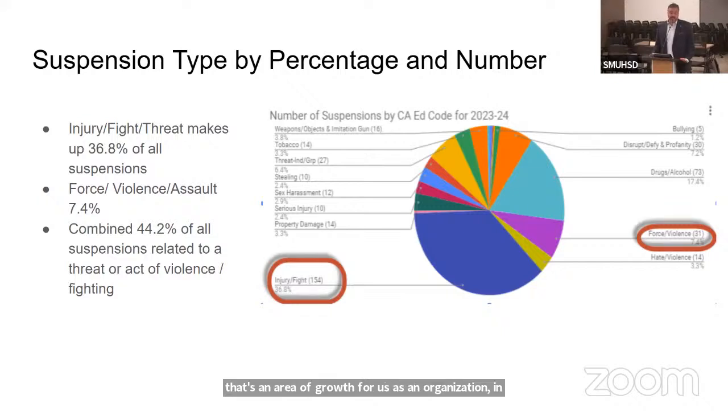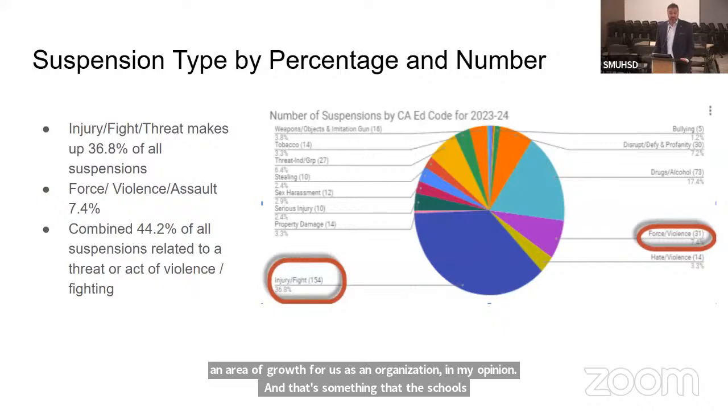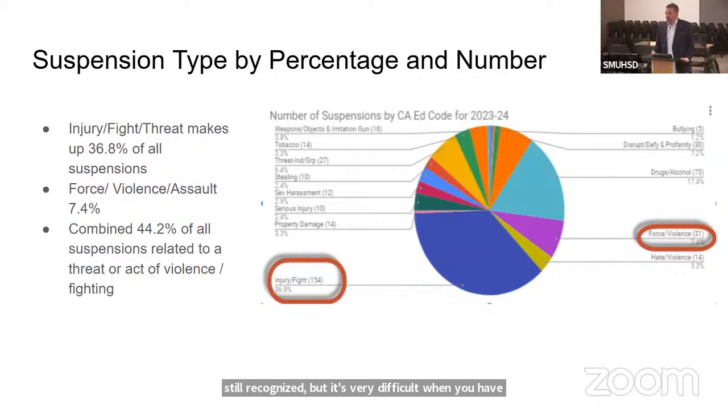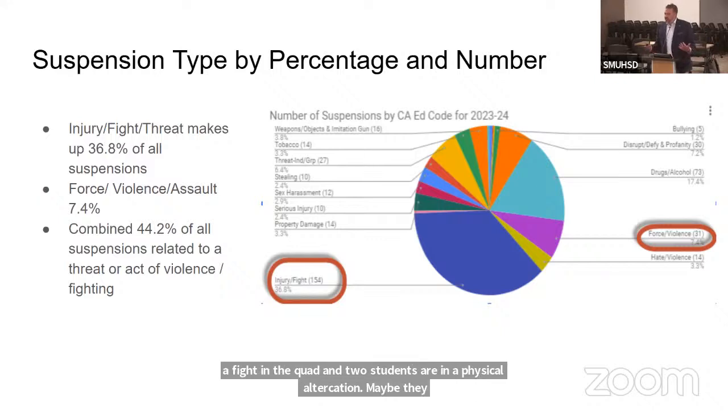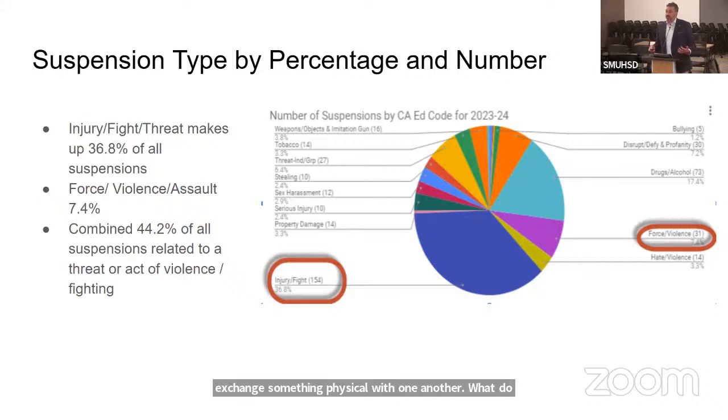That's something that the schools still recognize, but it's very difficult when you have a fight in the quad and two students are in a physical altercation. Maybe they exchange something physical with one another. What do you do in that situation? It's really difficult. We know that we want to do mediation. We know we want to talk through those incidents, but a lot of times administrators do have to send students home in those instances, and that's reflected here in the data.